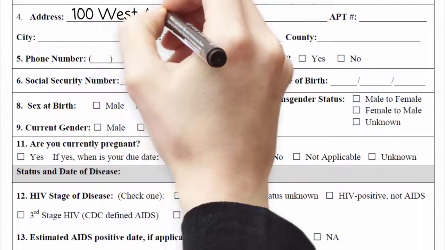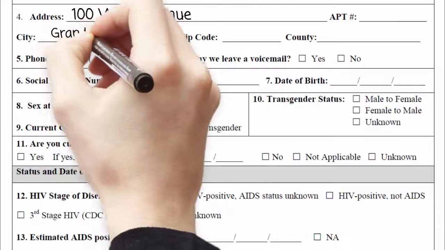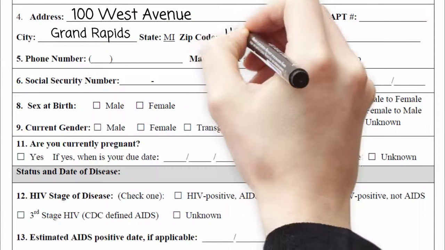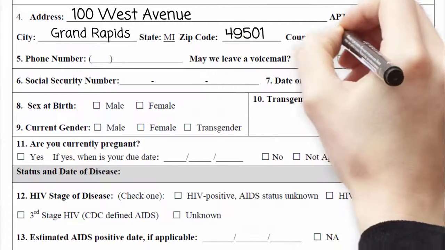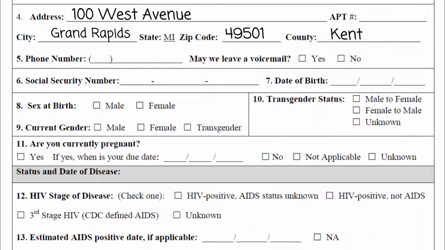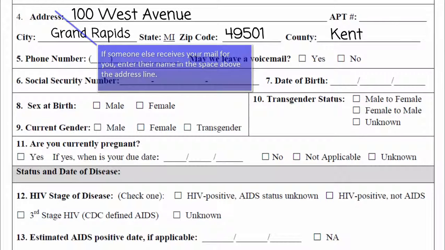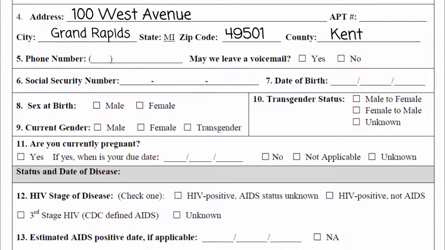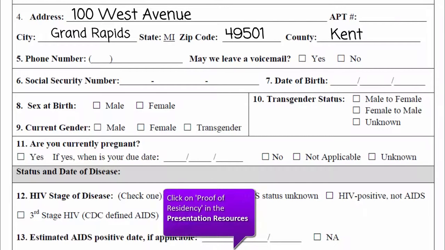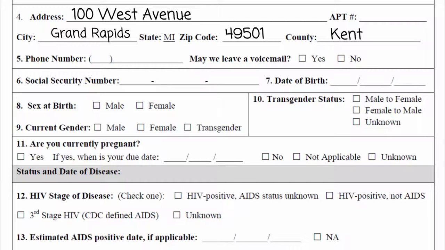Question 4 asks for your current mailing address and phone number. Enter the address where you would like to receive mail from the Michigan Drug Assistance Program. If someone else receives your mail for you, put their name in the space above the address line. Proof of residency must be submitted with your application. Examples of acceptable proof of residency are provided in the resources list.